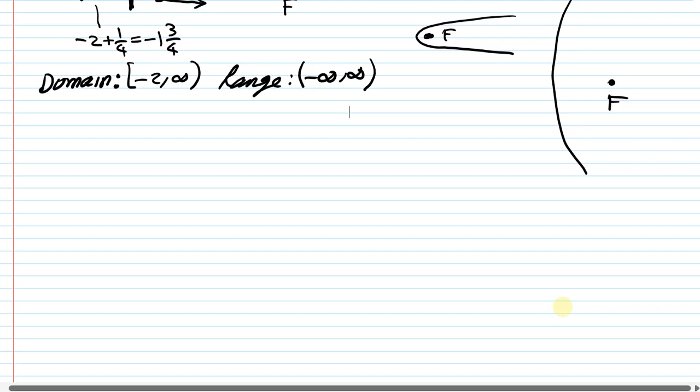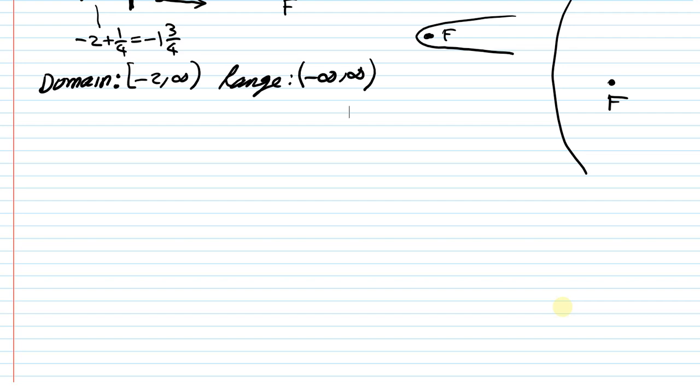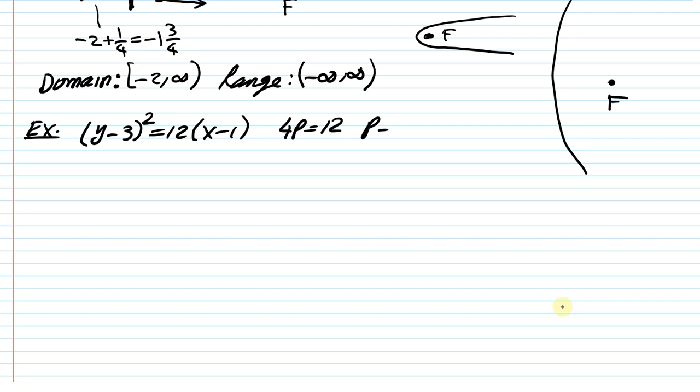Let's take a look at maybe another one. How about this one? Let's try y minus 3 squared equals 12 times x minus 1. Okay, remember the number in front of the non-squared binomial, that's 4p. So for this one, 4p is 12, therefore p is 3, which is positive.